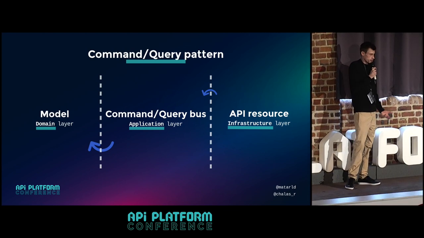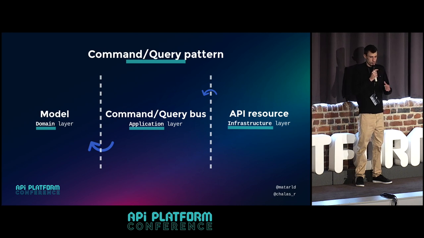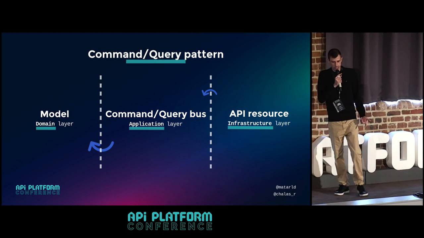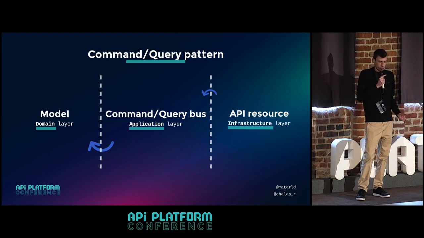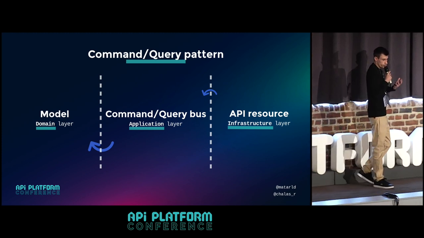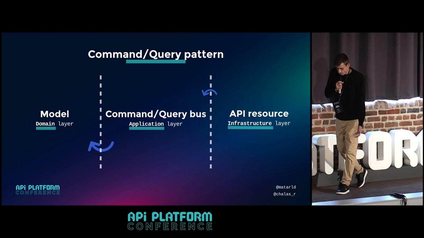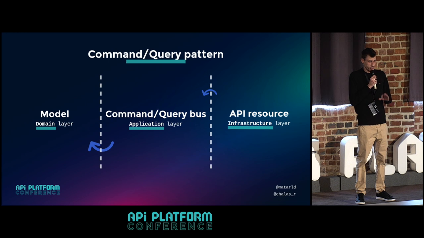The principle is quite straightforward. The command itself is just a pure PHP object with no behavior, and it will just hold the values needed to handle a given use case. For one command, there is one handler. This handler will take that command and use it to handle a business use case by interacting with our domain entities, repositories, and services. The bus here is just a router. When provided with a command, it finds the right handler for that command, calls it, and eventually returns its result.